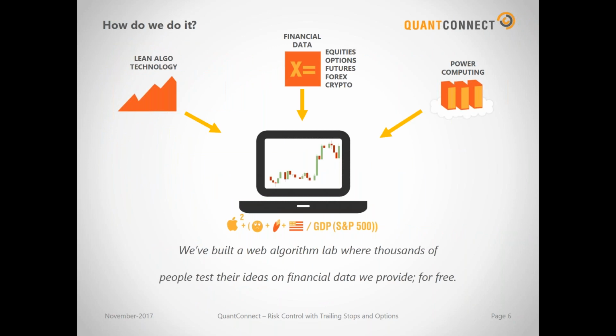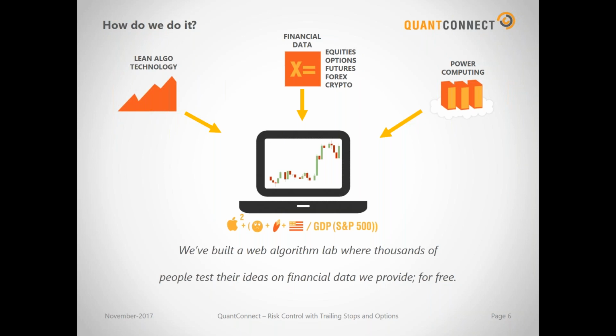Behind the scenes, we combine the Lean open source algorithm technology, and then we put it with terabytes of equities, options, futures, forex, and crypto data. We actually just added crypto trading to the platform, which has been really fun. It's been a fairly challenging project. And now you can also backtest and design algorithms on crypto assets.